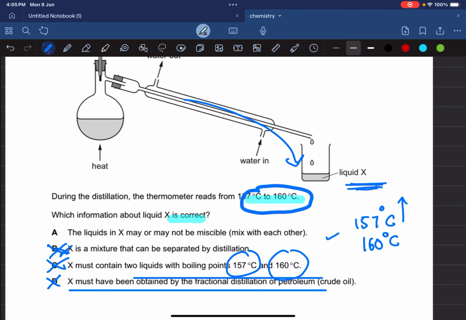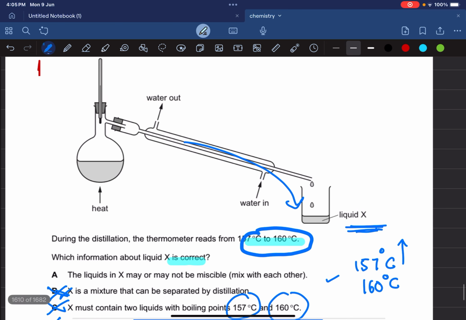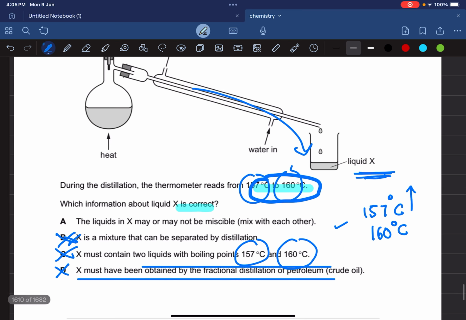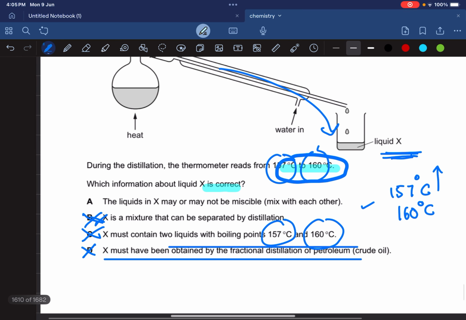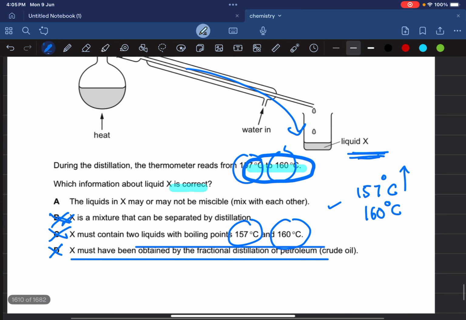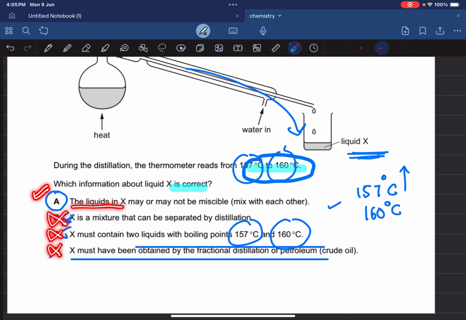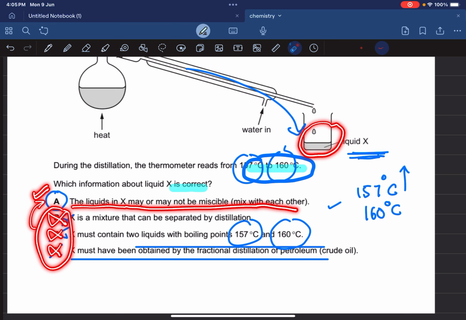We cannot just say that a liquid is boiling at 157 to 160, so it is obtained by fractional distillation. That does not make any sense. So by eliminating three options, we get to know option A is correct. The liquids in X may or may not be miscible, mixed with each other, okay? So that is the correct option. You had to eliminate these three to figure out this one, okay?